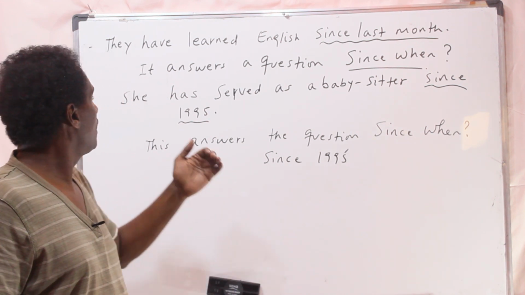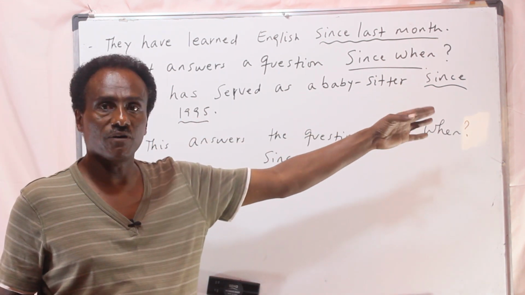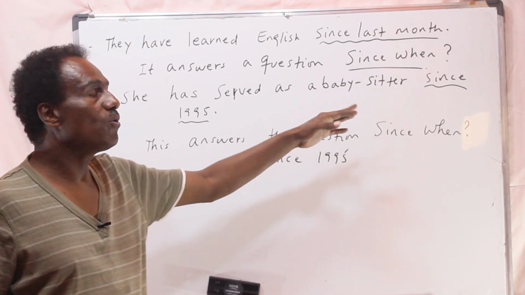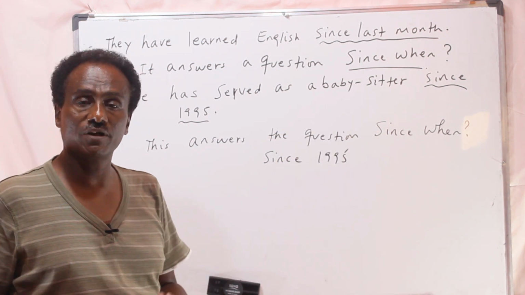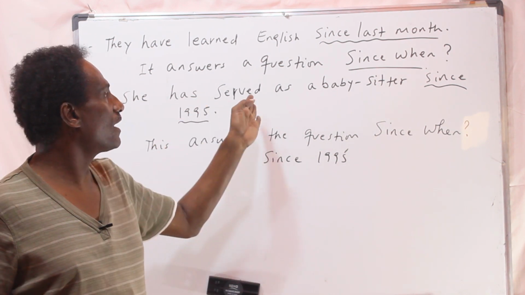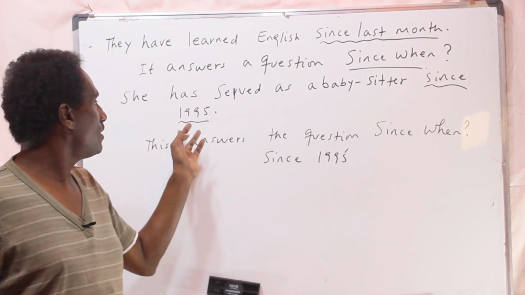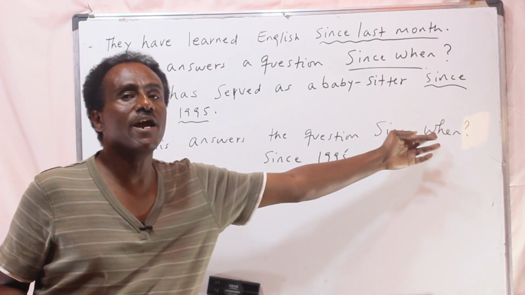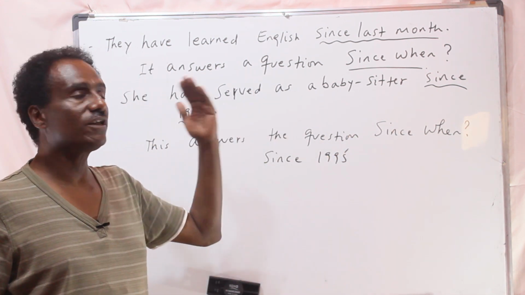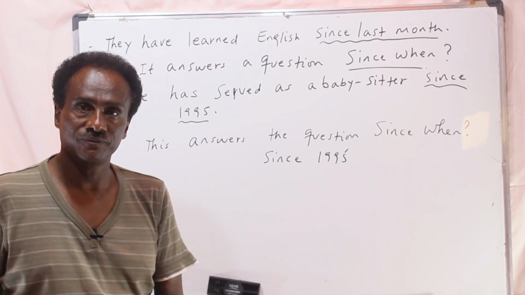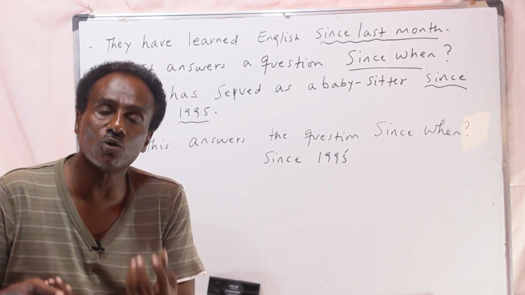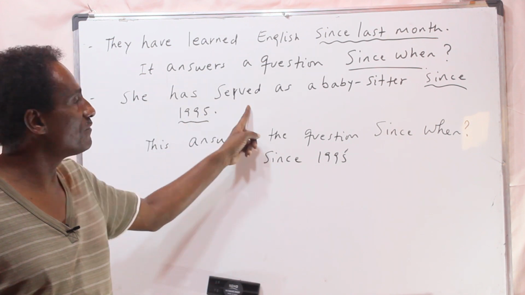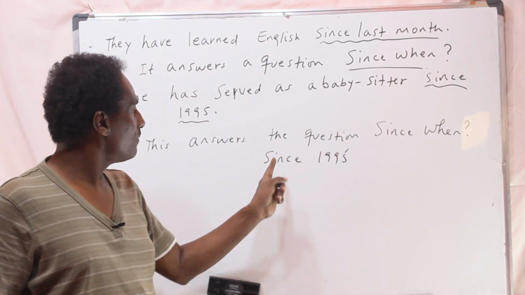She has served as a babysitter. Okay, babysitter, she sits for babies. She has served as a babysitter since 1995. She is still working as a babysitter. This answers the question, since when, not how long. For how long is different. You have to know this.